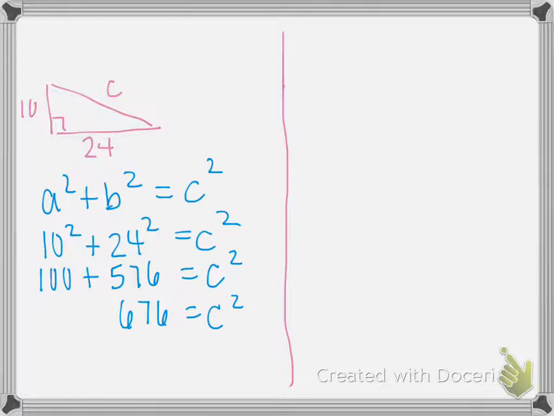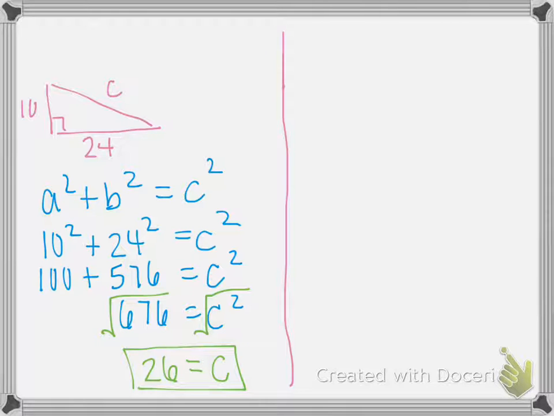And from a previous lesson, we should know to unsquare something, we need to take the square root of both sides. So the square root of 676 is 26, because 26 times 26 is 676. So that was finding the hypotenuse.